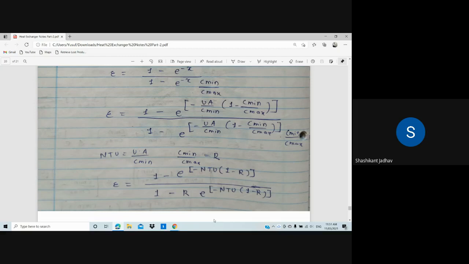So in this equation, instead of C minimum upon C max, we have to put the value as R. And instead of U into A divided by C minimum, we have to put the value as NTU. So therefore epsilon is equal to 1 minus e raised to minus NTU into bracket 1 minus R, divided by 1 minus R into e raised to minus NTU into bracket 1 minus R.